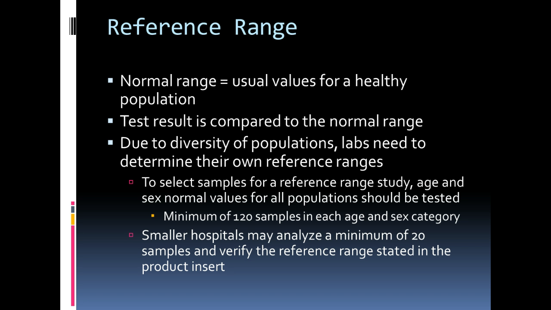Usually, they want a minimum of 120 samples in each age and sex category to determine a reference range. Smaller hospitals may analyze a minimum of 20 to verify a reference range. It just depends.